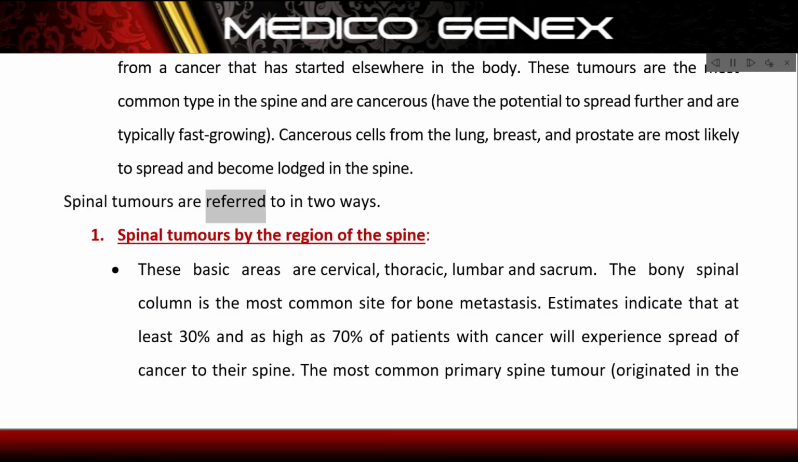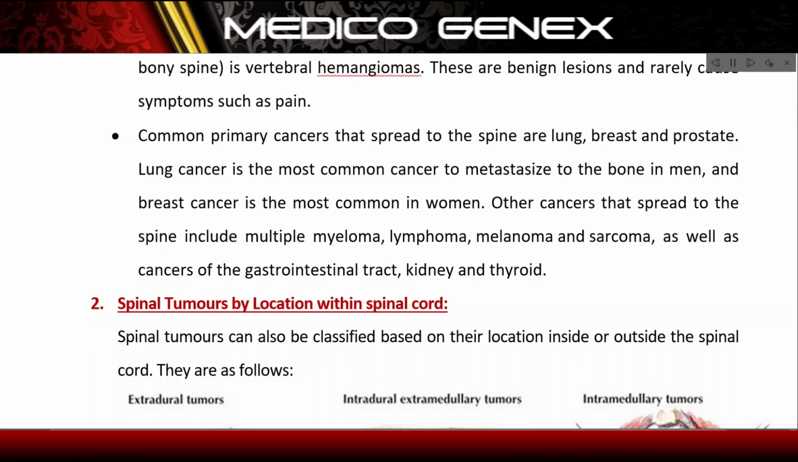Spinal tumors are referred to in two ways. Spinal tumors by the region of the spine. These basic areas are cervical, thoracic, lumbar and sacrum. The bony spinal column is the most common site for bone metastasis. Estimates indicate that at least 30% and as high as 70% of patients with cancer will experience spread of cancer to their spine. The most common primary spine tumor, originated in the bony spine, is vertebral hemangiomas.